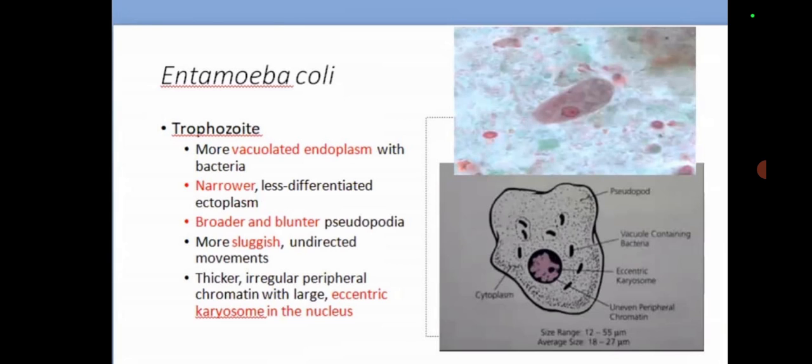Entamoeba coli trophozoite: more vacuolated endoplasm with bacteria, narrower, less differentiated ectoplasm, broader and blunter pseudopodia, more sluggish and undirected movements. Thicker, irregular peripheral chromatin with a large eccentric karyosome in the nucleus.